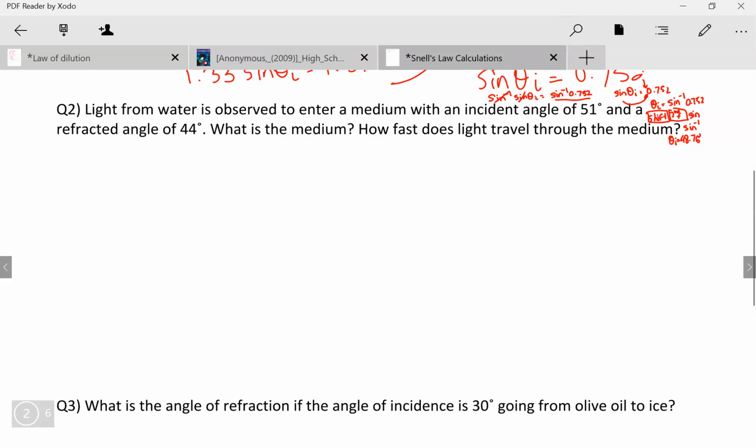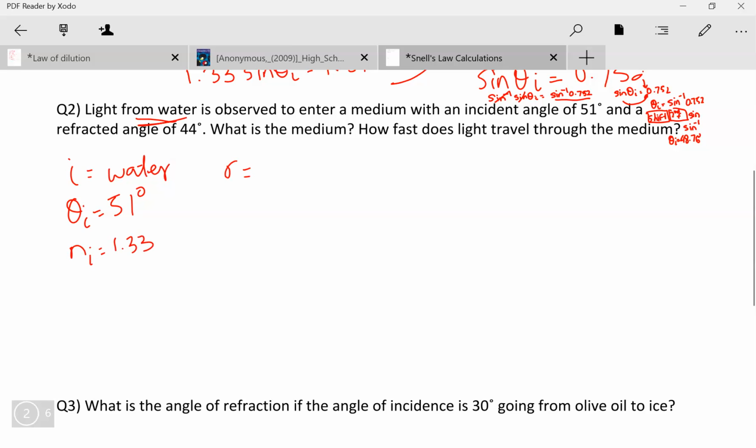Light from water was observed to enter a medium. So I don't know what this medium is. Theta I incident angle is 51 degrees. Oh, I do know what the medium is. From water. So this is water, so I know Ni is 1.33.